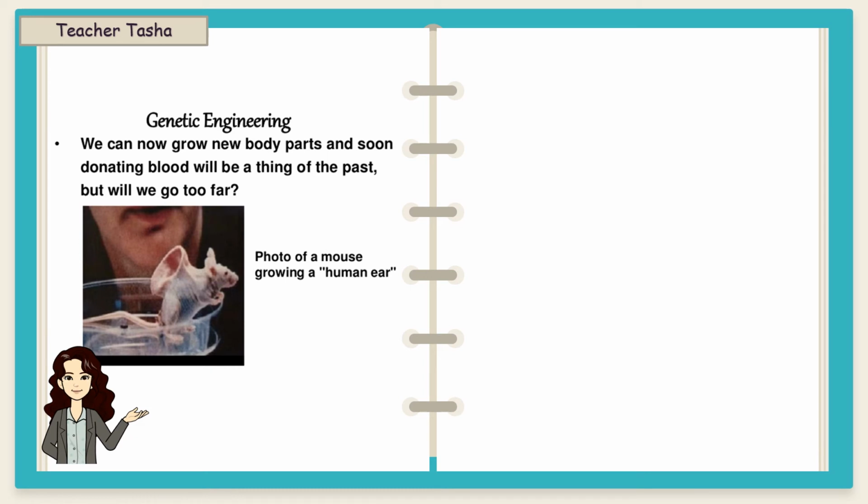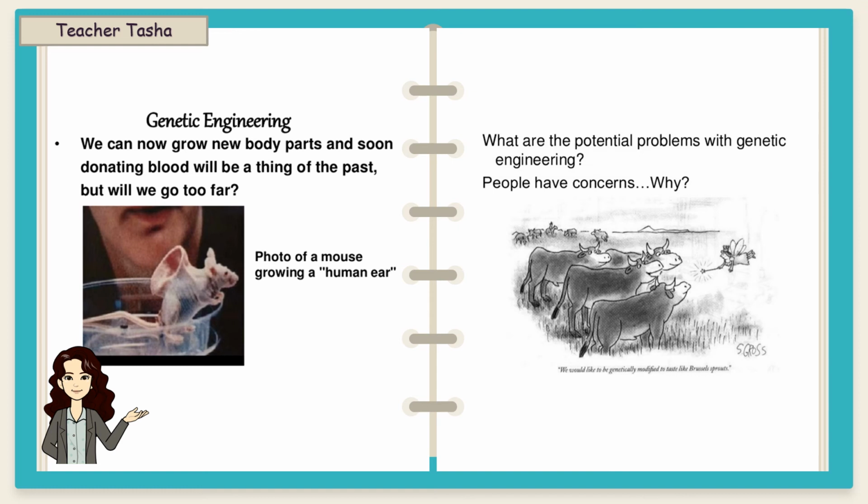Well, genetic engineering is progressing. We can now grow new body parts and soon donating blood will be a thing of the past. But will we go too far? What are the potential problems with genetic engineering? People have concerns. Why? That is something that we can debate about.